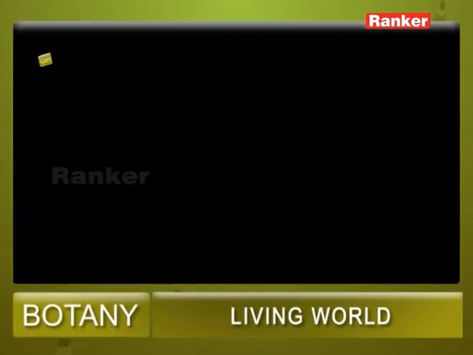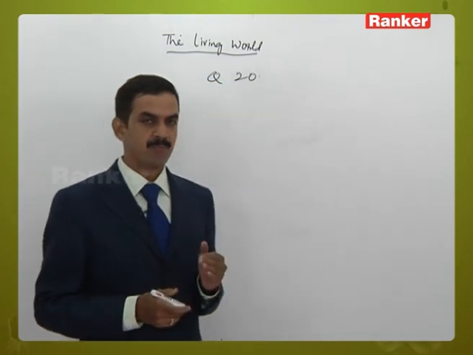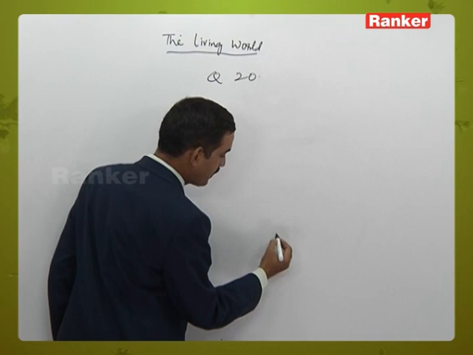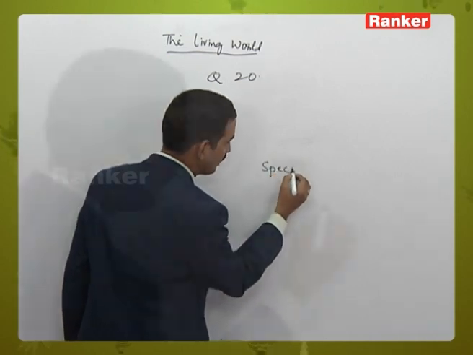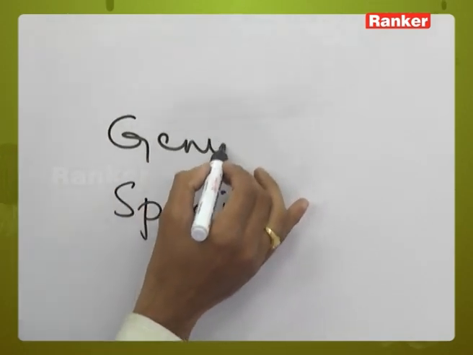Question number 20, the number of species included in a genus is: options: 1. 1 only, 2. 2 only, 3. 4 only, 4. 1 to many. Okay, here in the hierarchy of classification, we know that species is the lowest one, right? And all the species are included under one genus.